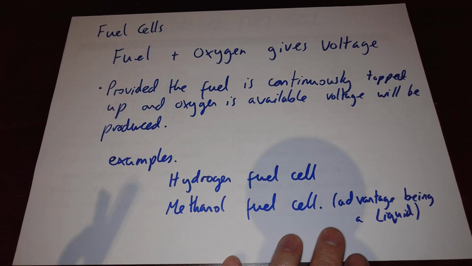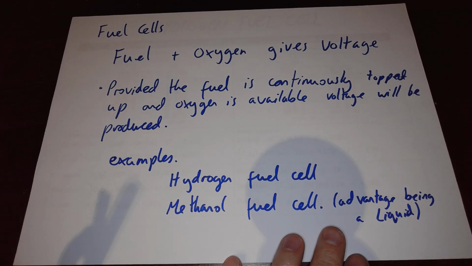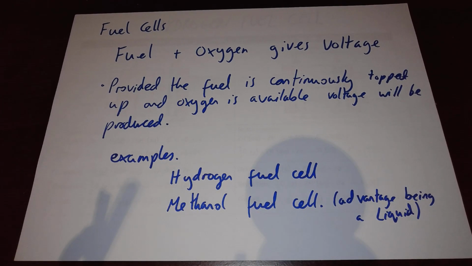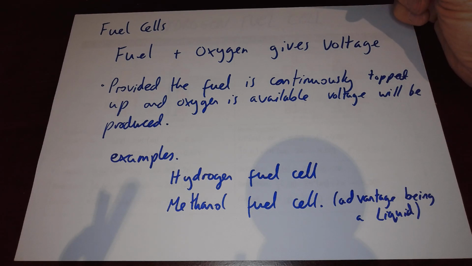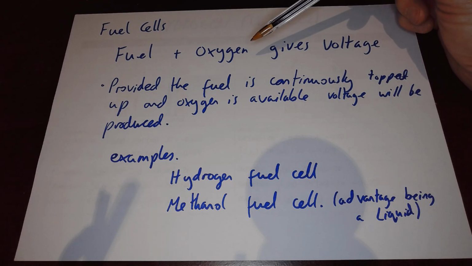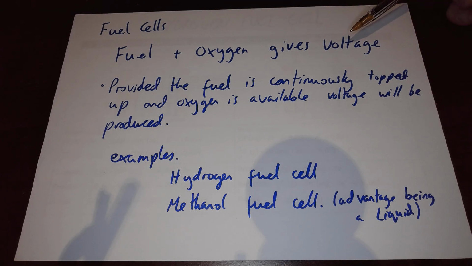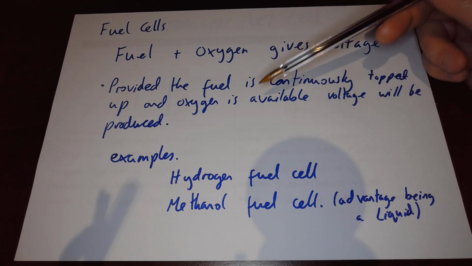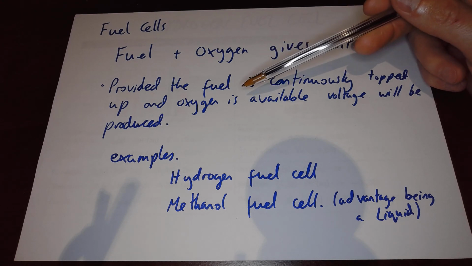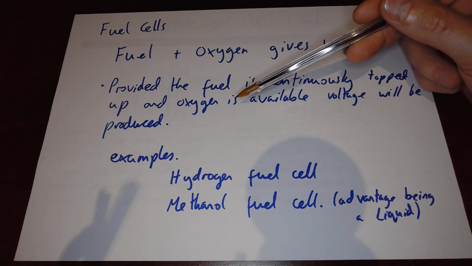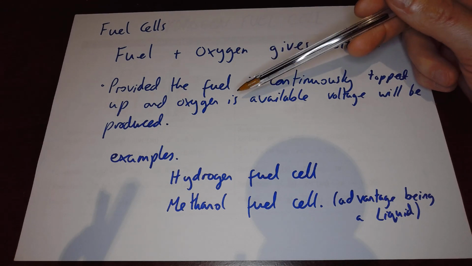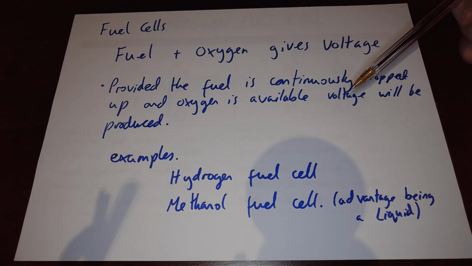The third and final type are fuel cells. Basically, you take a fuel and you add oxygen to it and you get a voltage. Previously you had seen fuel plus oxygen makes heat, combustion. This is fuel plus oxygen making voltage. Provided you're continuously topping up the fuel, so you don't let that run out, and there's constantly oxygen present, being fed through an air vent or whatever, then you get a voltage produced.